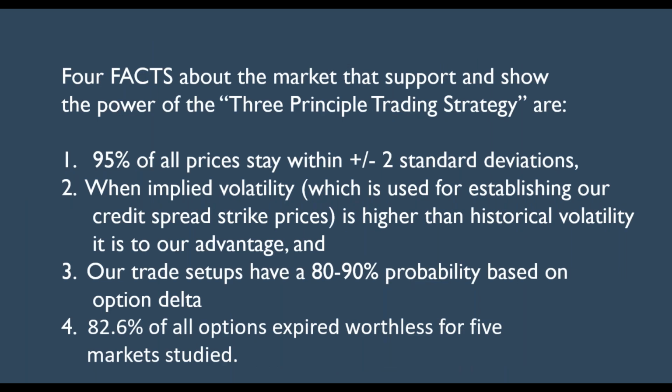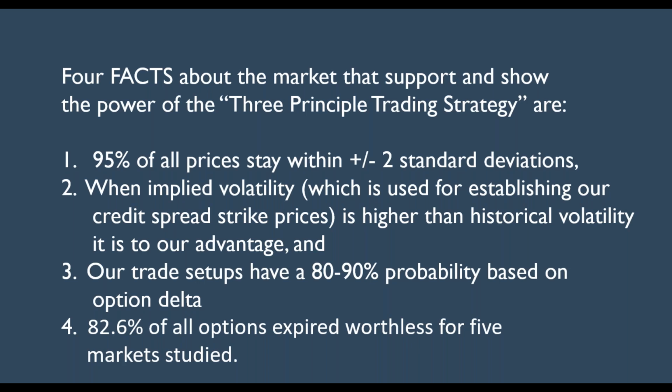The three principal method of trading is very powerful because of four facts about the market that support and show this power. These are facts of the market. The market doesn't have a lot of 100% this, but these facts are very high percentages, and they give us the edge. The first fact is that 95% of all prices stay within the plus or minus 2 standard deviation on the regression channel.